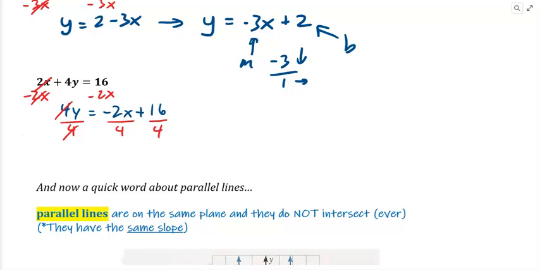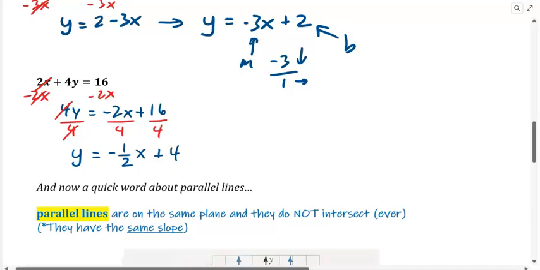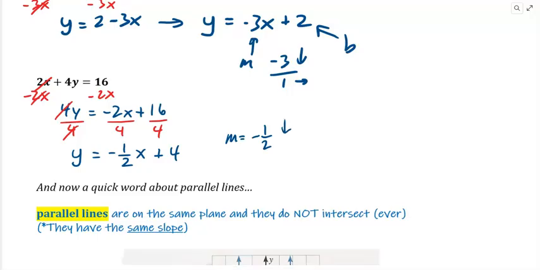So those cancel out there, and now we have y equals, now -2 divided by 4 is -1/2 x. All I did was simplify that fraction, and 16 divided by 4 is 4. Y equals -1/2 x plus 4. So that means that the slope is -1/2. That means it goes down 1 and to the right 2, and the y-intercept is 4.